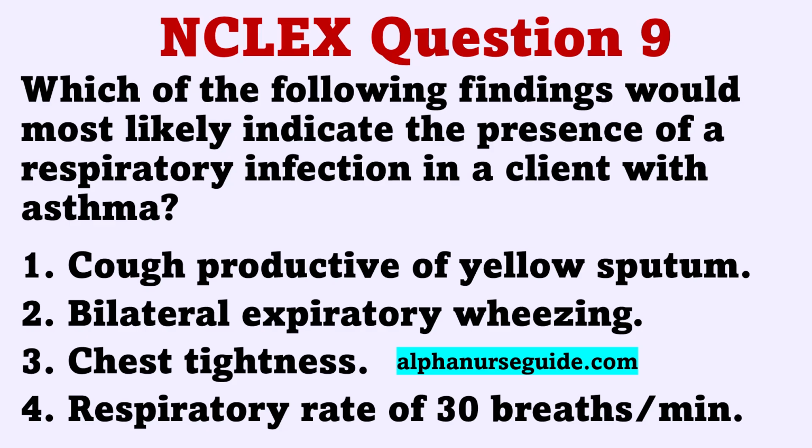The correct answer is 1. A cough productive of yellow sputum is the most likely indicator of a respiratory infection. The other signs and symptoms, wheezing, chest tightness, and increased respiratory rate, are all findings associated with an asthma attack and do not necessarily mean an infection is present.